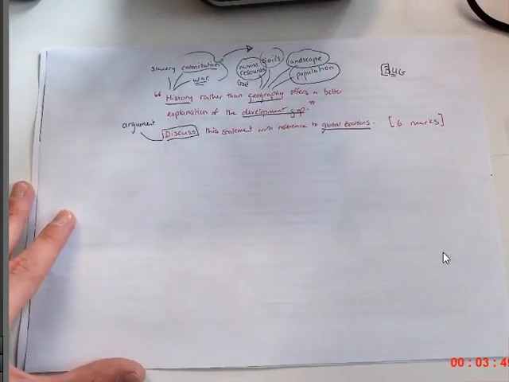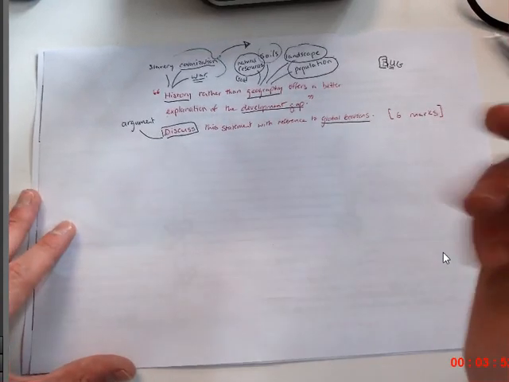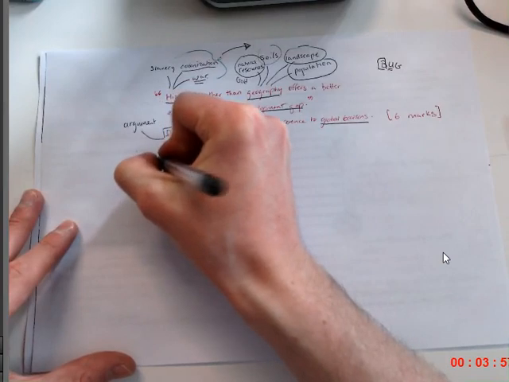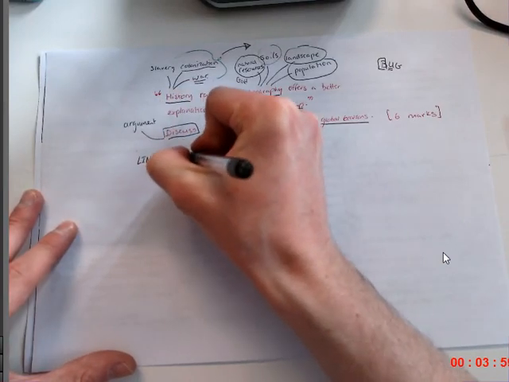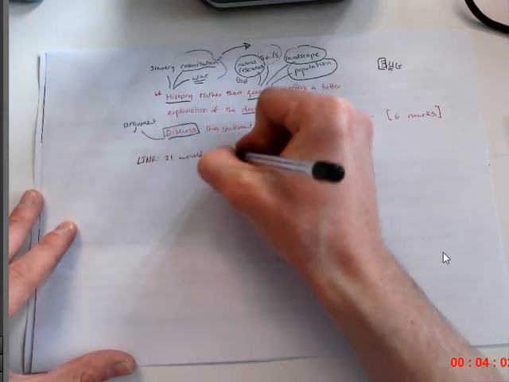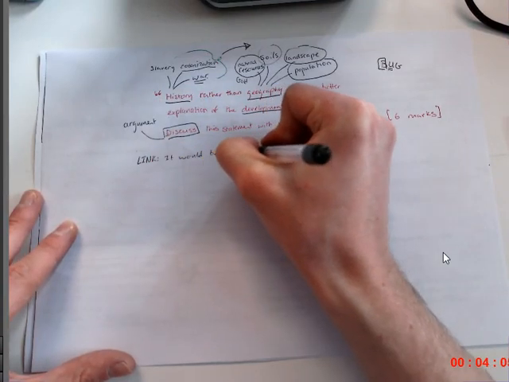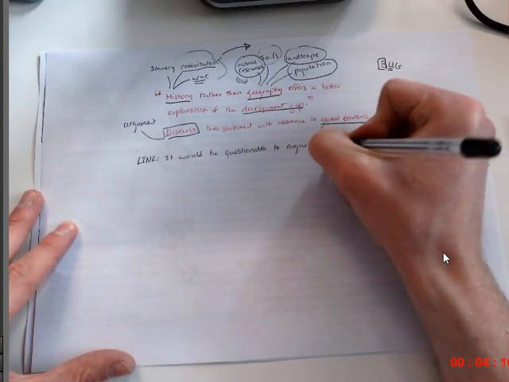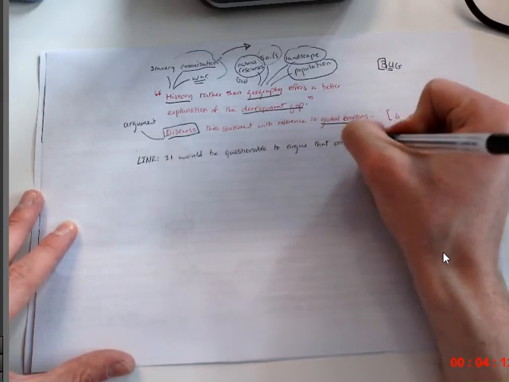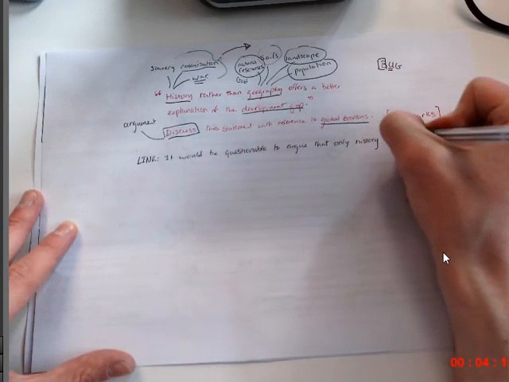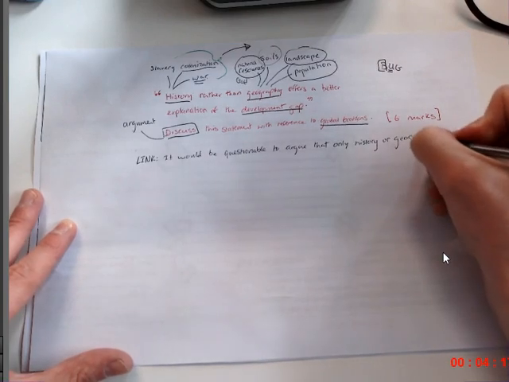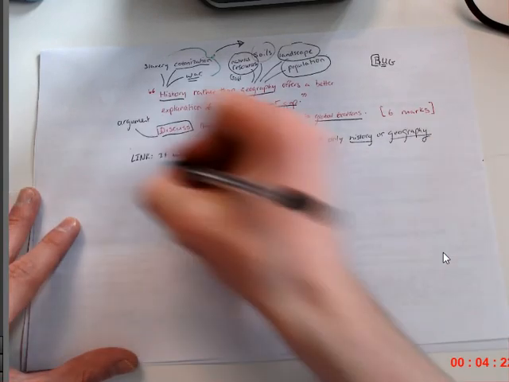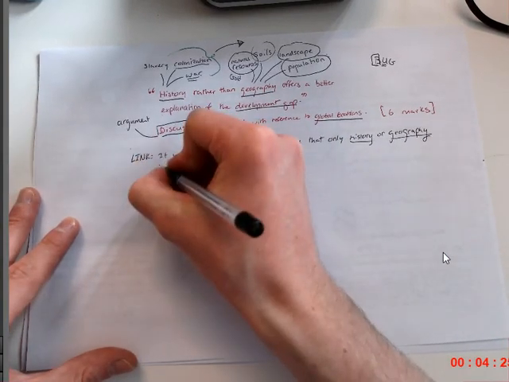Okay? Right, so when it comes to answering the question, we're going to have a link sentence. So our link sentence could be that it would be questionable to argue that only history or geography, that only one of these two things, is responsible for the development gap.